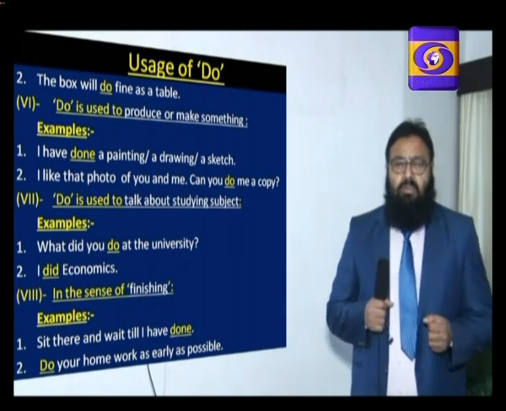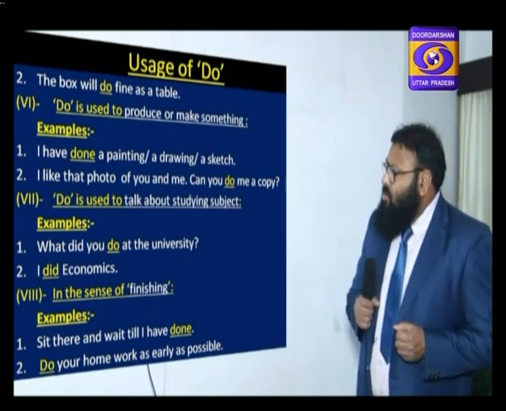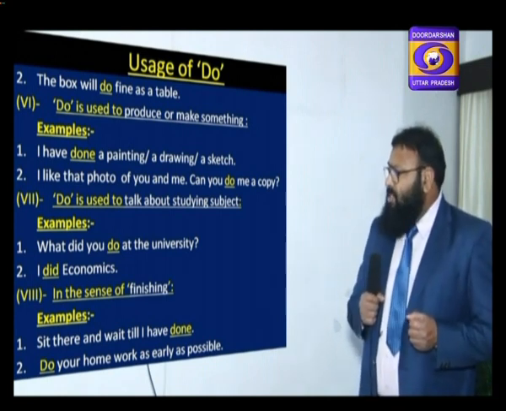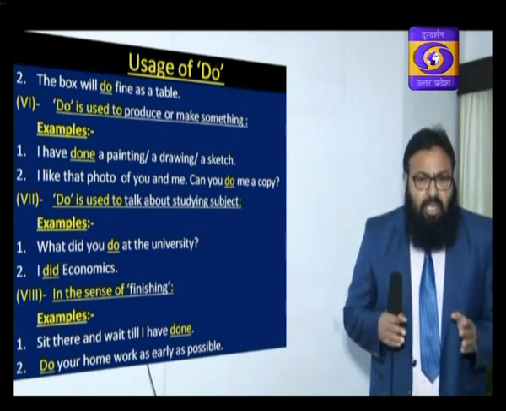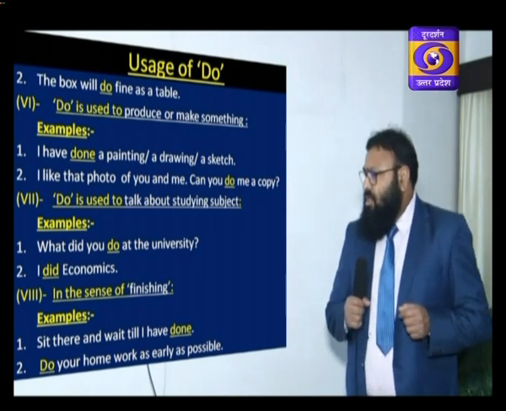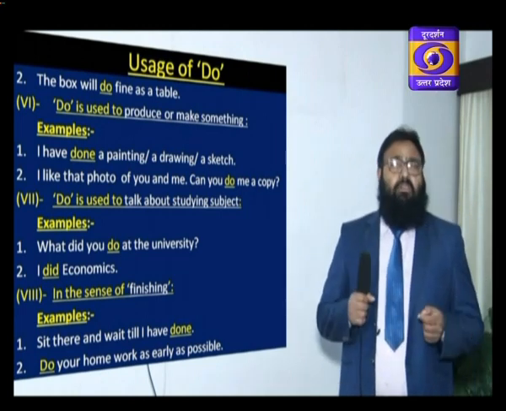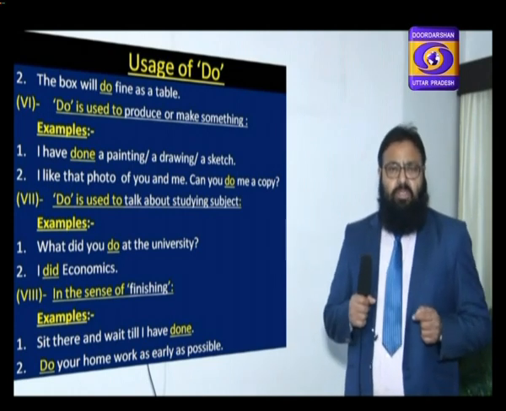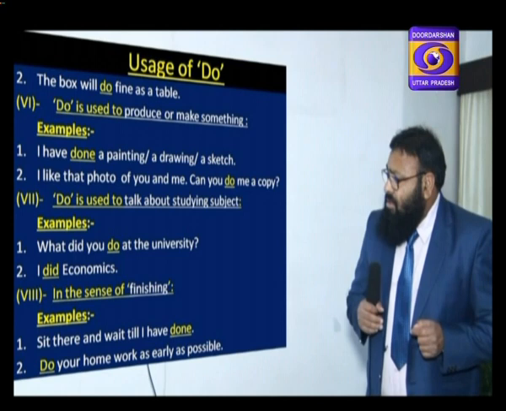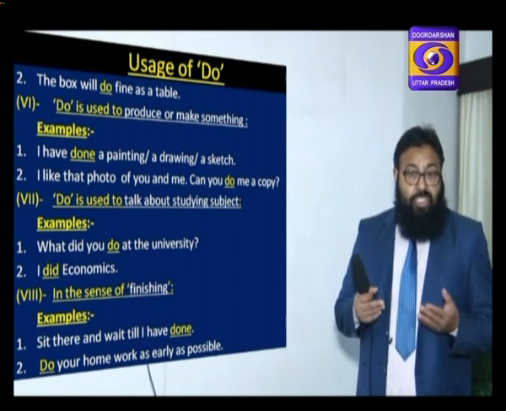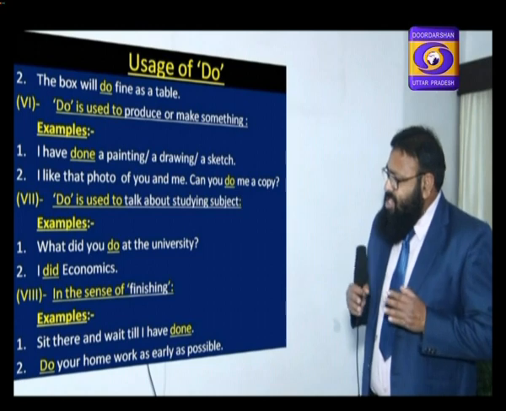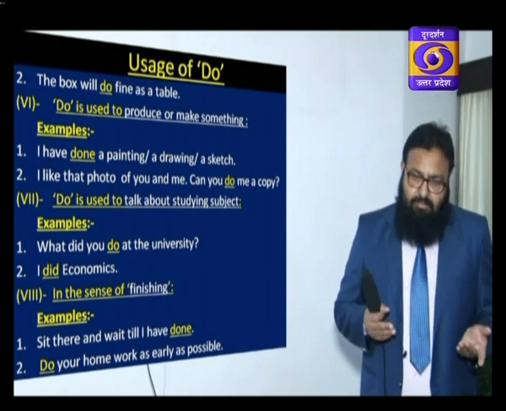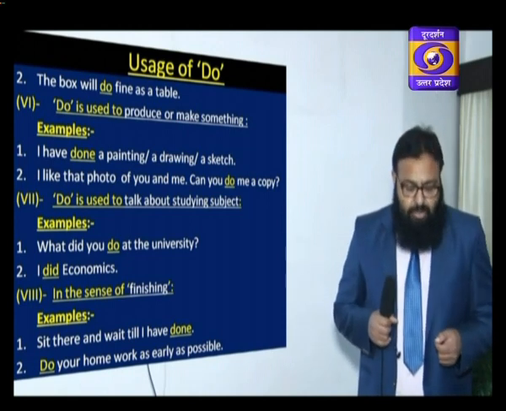Now the seventh usage of do as a main verb is that we use it when we talk about studying a subject. In the sense of study it is used. What did you do at the university? It simply means, what did you study at the university? I did economics. I studied economics. So did and do both have been used in these two examples in the sense of study, dear children.